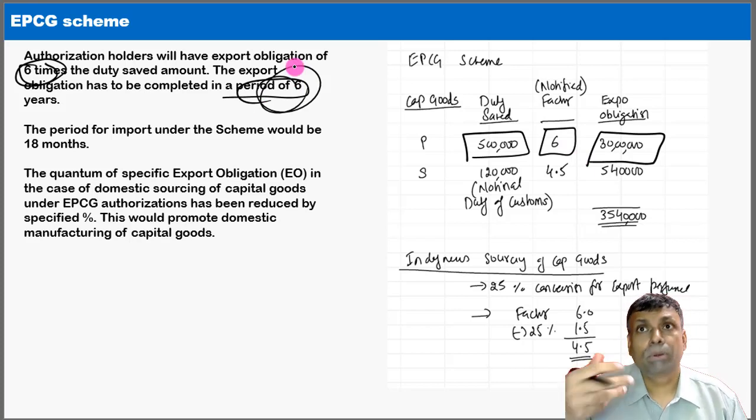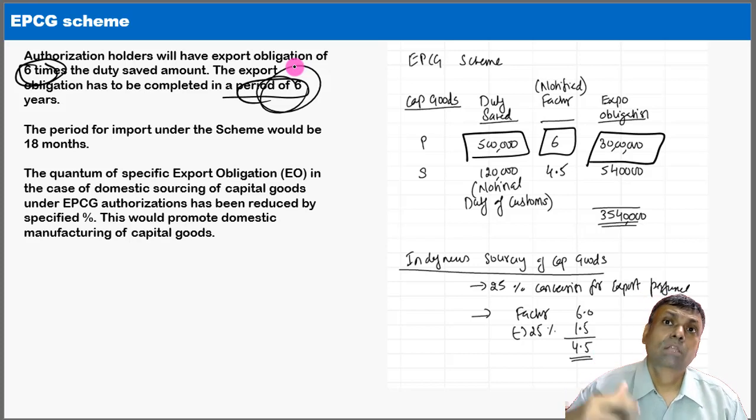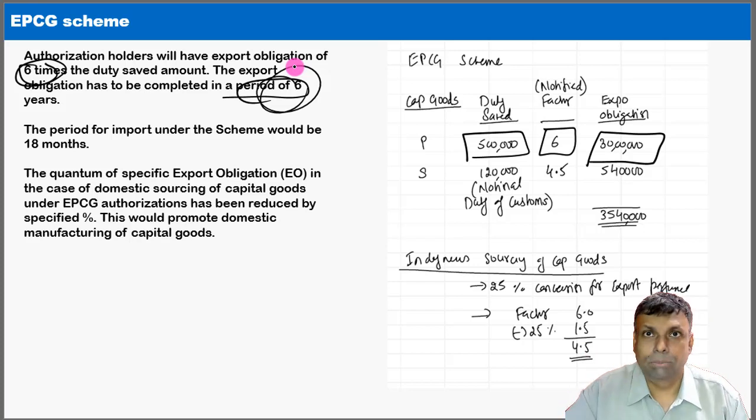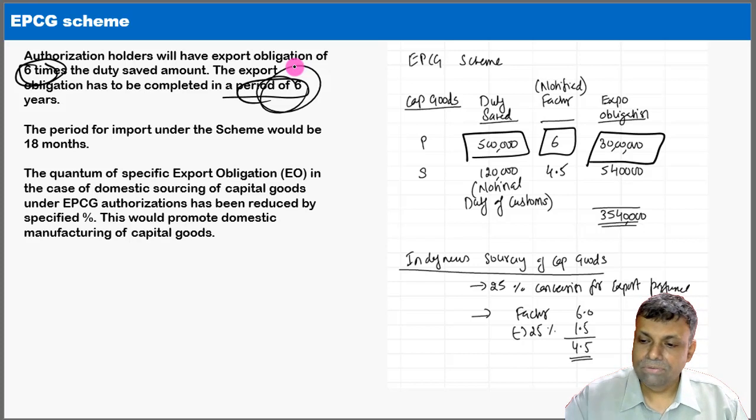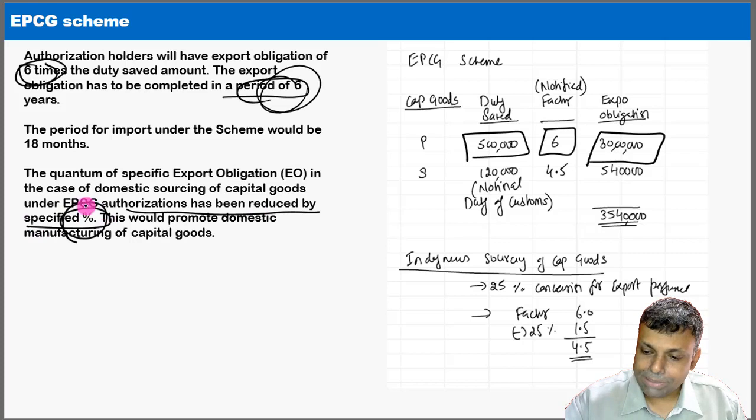However, now this is an alternative to the scheme. You can also procure the capital goods, I repeat, you can also procure the capital goods indigenously. That means from the domestic market. In that case, you will not be importing the capital goods, but those indigenous capital goods, again, will be duty free or at a concessional duty. But whatever duty you are saving on the indigenous goods, that is on the domestic capital goods, for that the factor is a discounted factor. So if it is indigenous goods, then the factor has to be reduced by the specified percentage.